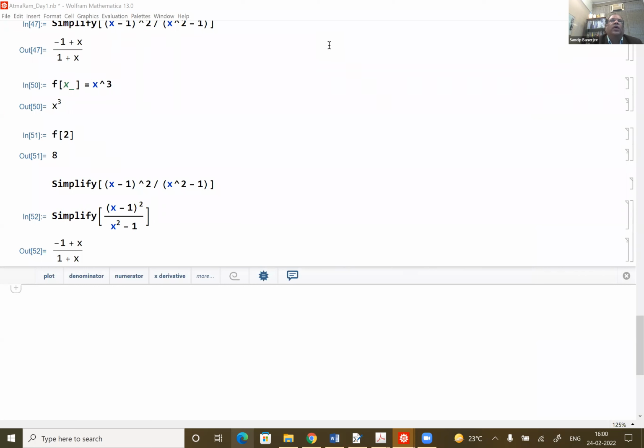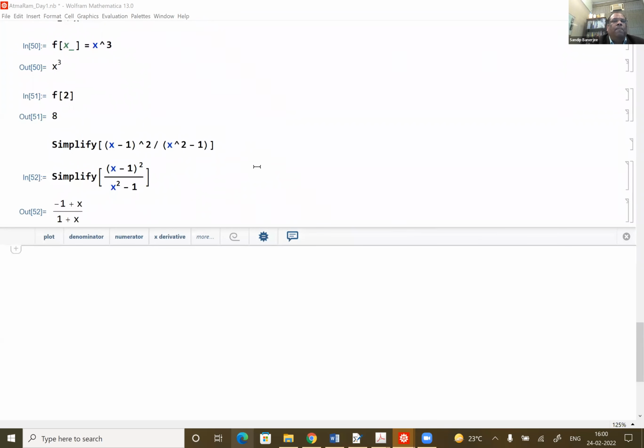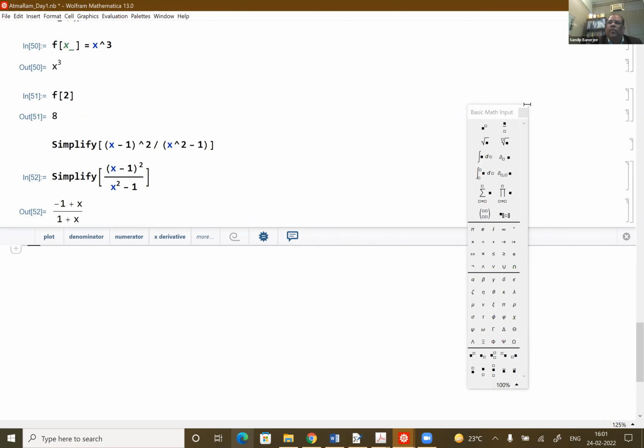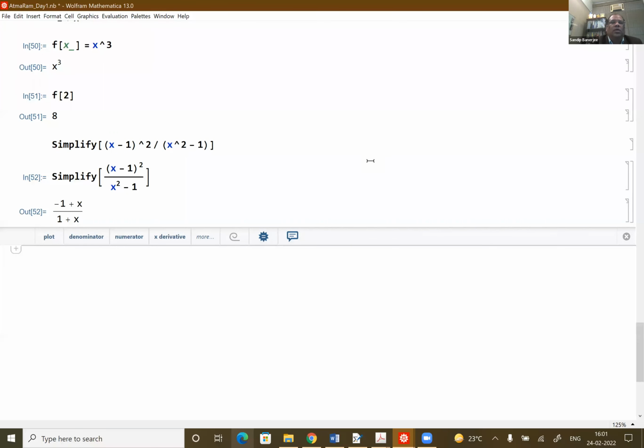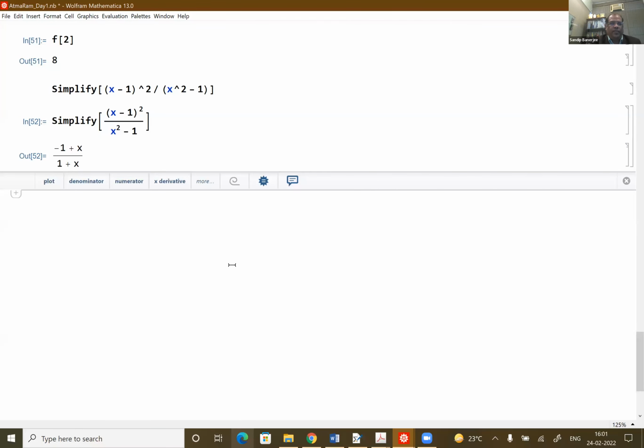Palette option is not there. Okay, maybe a different version. Then we leave the palette thing. We now move to the plot. Let's see some graphics now.